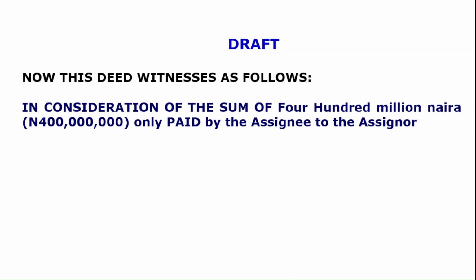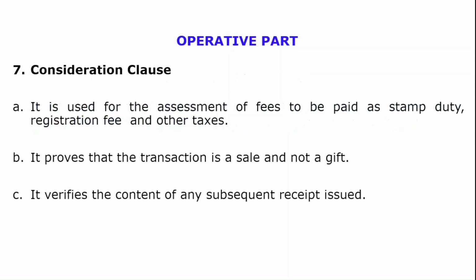So let's move to the next clause, which is the receipt clause. What then is the function of the receipt clause? We have just seen the consideration clause that shows us that this transaction is a sale, not a gift. We have seen that it is what the tax master will use to assess the fees to be paid. We have said it does not need to be adequate, it only needs to be sufficient. It shows us what parties have agreed to be paid.